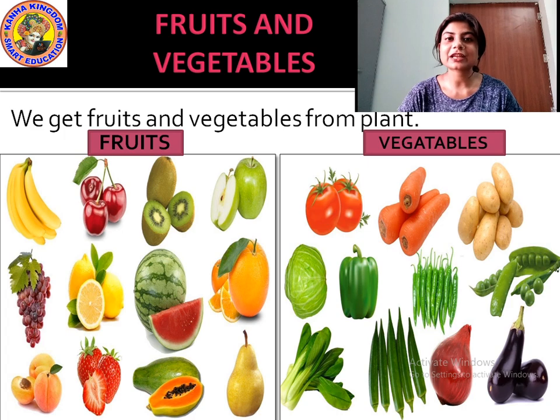Please pay attention to the names that I am saying of the vegetables and fruits. So these are the things that we get from plants as food, and we eat different parts of the plant as food.